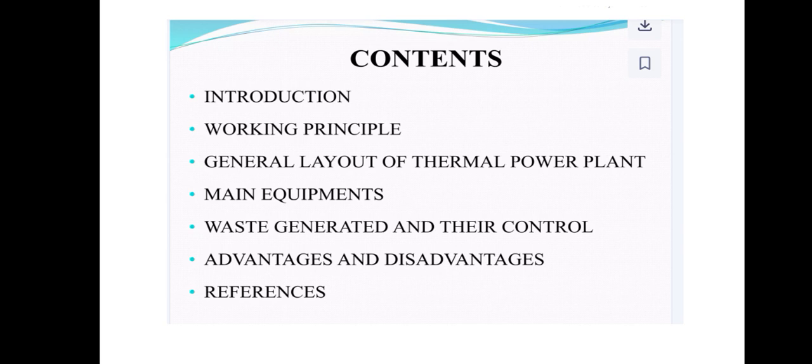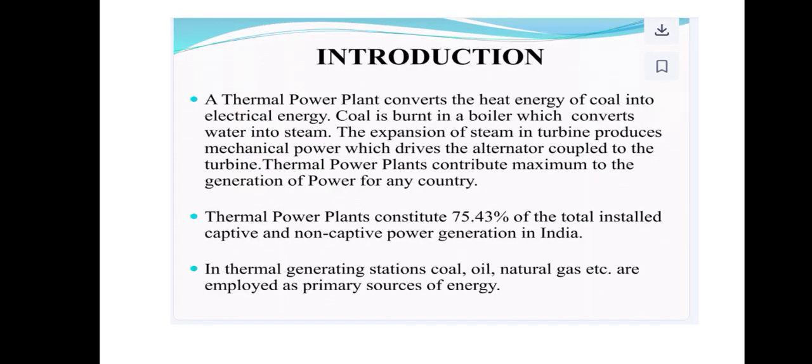Contents: Introduction, Working Principle, General Layout of Thermal Power Plant, Main Equipments, Waste Generated and their Control, Advantages and Disadvantages, and References. Introduction. A thermal power plant converts the heat energy of coal into electrical energy.